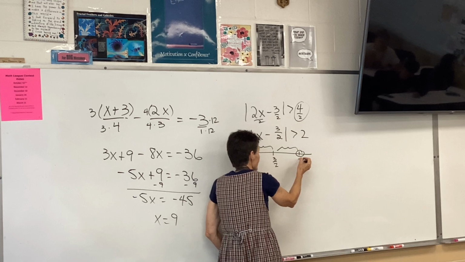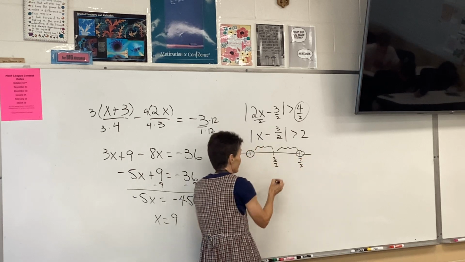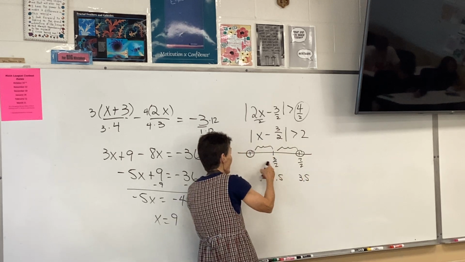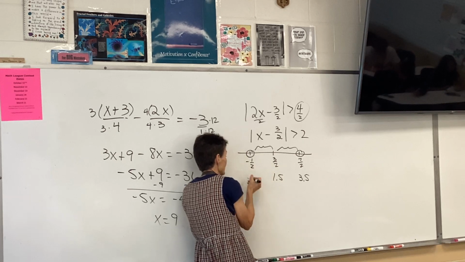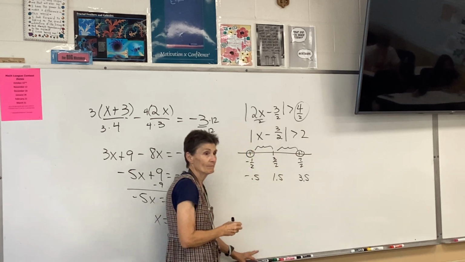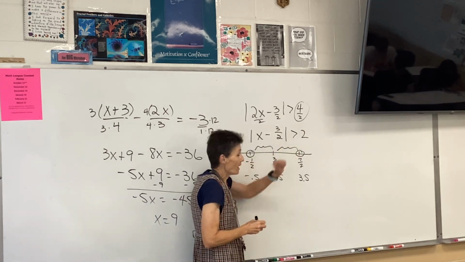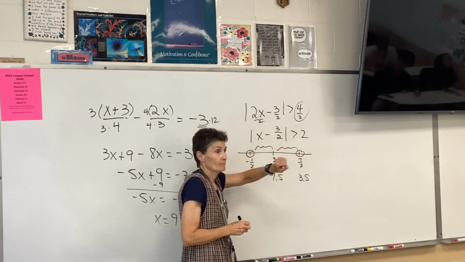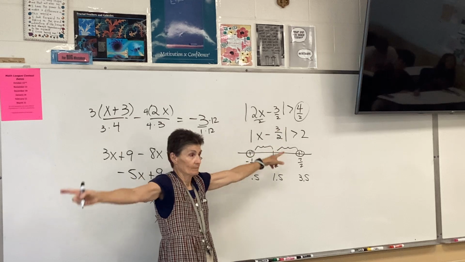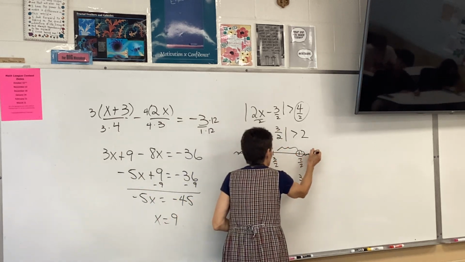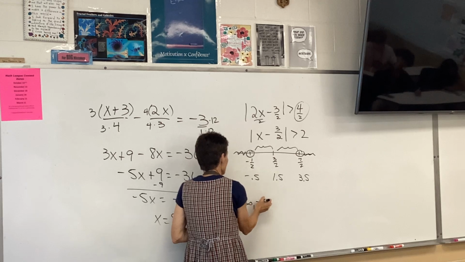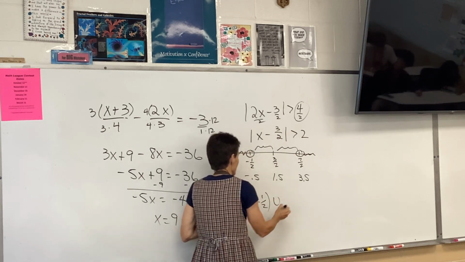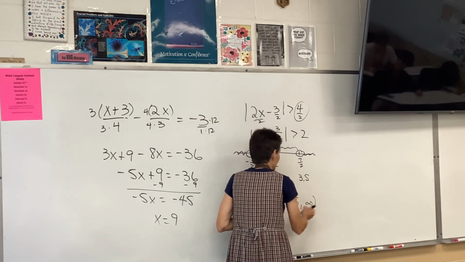If I add 4 halves, I'd be at 7 halves. If you're doing decimals, it would be 3 1/2. If I subtract 4 halves, I'd be at negative 1/2. If you're doing decimals, it's negative 0.5. Those dots will be open. And where will I shade? Outside. So negative infinity to negative 1/2, or 0.5 if you're doing decimals. It makes no difference. Decimals are fractions. And then 3.5 to infinity.